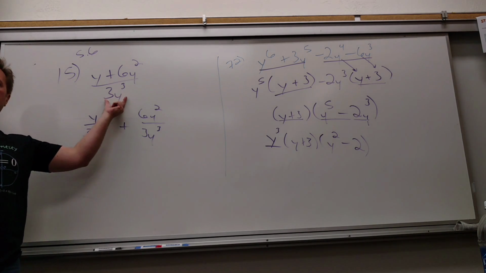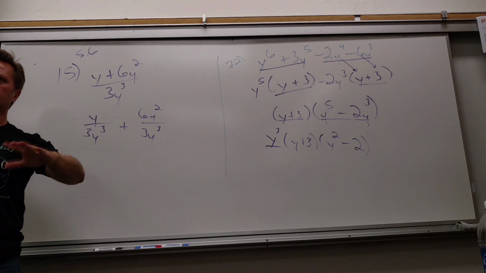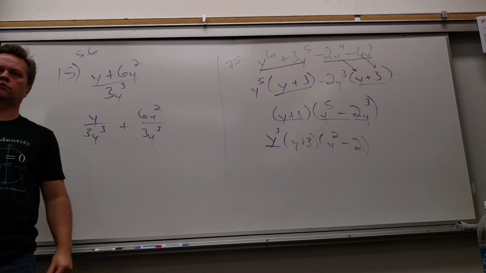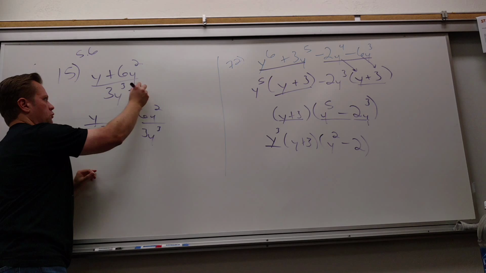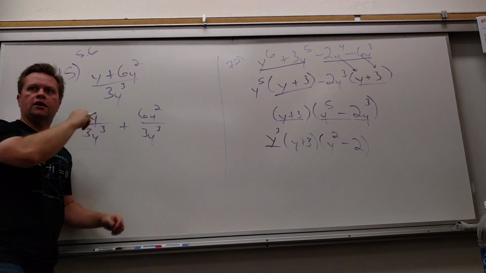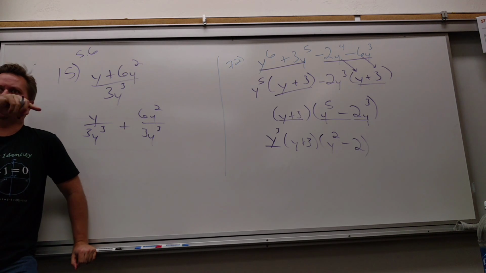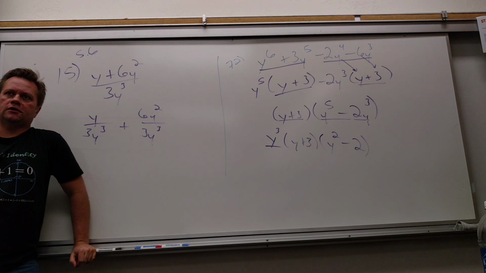If the bottom is a single term, splitting it up allows me to reduce it, because I know I'm about to put a 3y under everything. But the minute I do this, oh shit, now I got to do long division. Thankfully that wasn't there. It's just one term, so I can split it up. Long division would work. It just looks a lot worse.